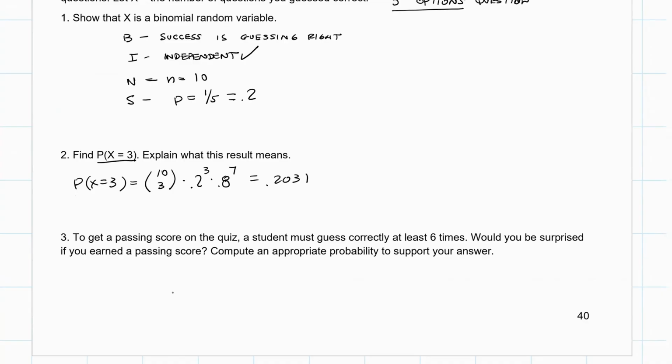0.2013. What does that mean? There is a 20.31% chance of guessing exactly 3 questions correctly.